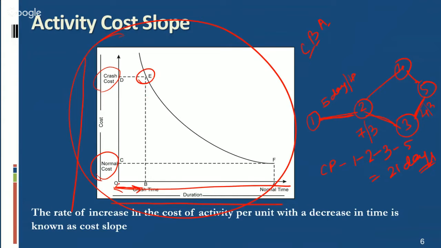At this point, it means to reduce our time from normal time to crash time, our cost will increase from normal cost to crash cost. This only amounts to saving that by reducing the time period by BA, the cost has increased by the amount CD. The rate of increase in cost of activity per unit decrease in time is known as cost slope, as we have discussed.